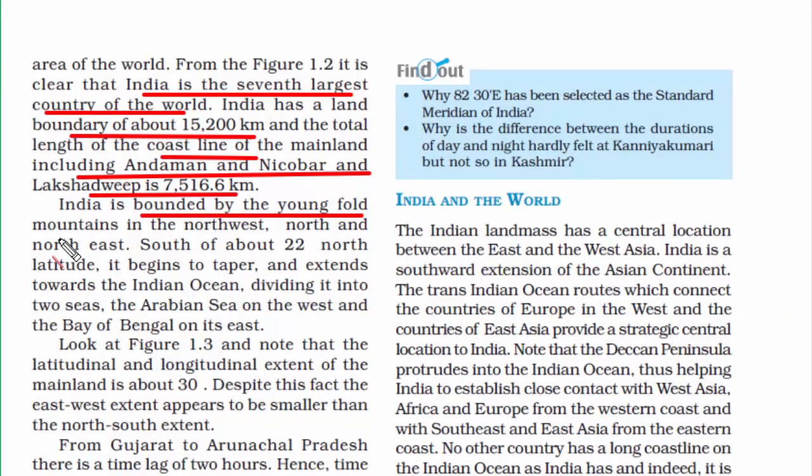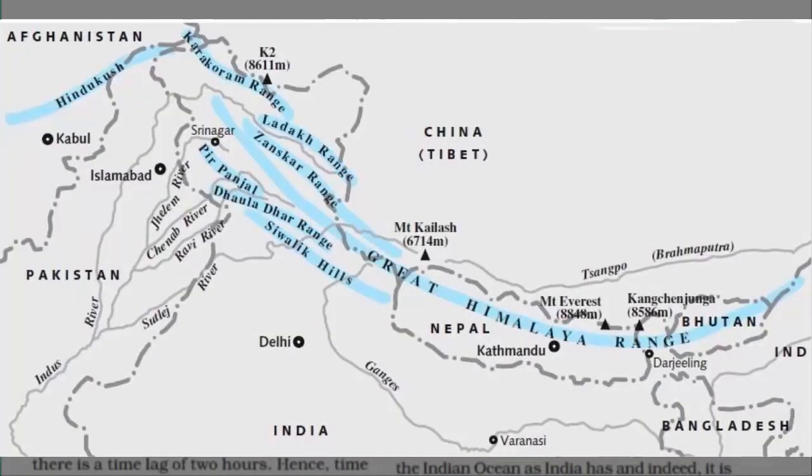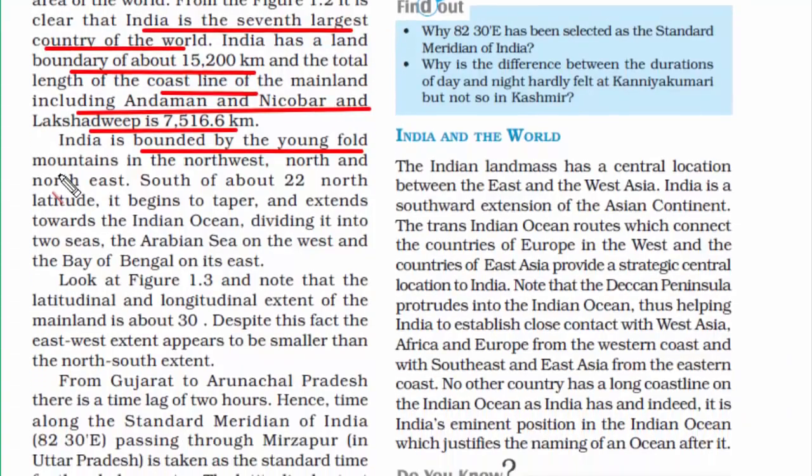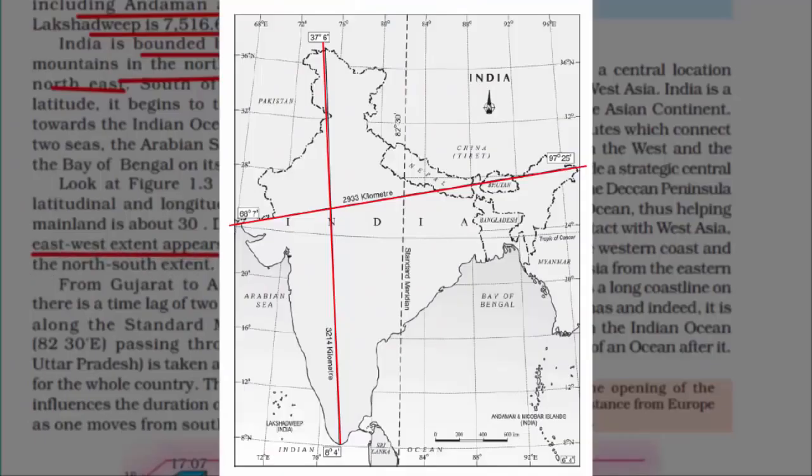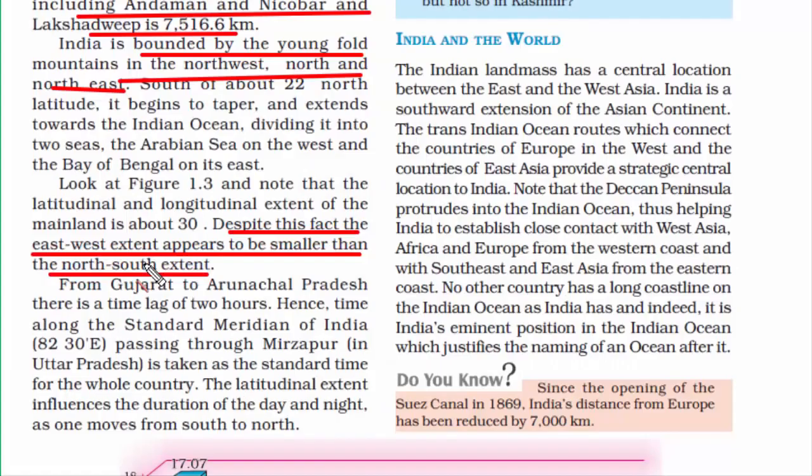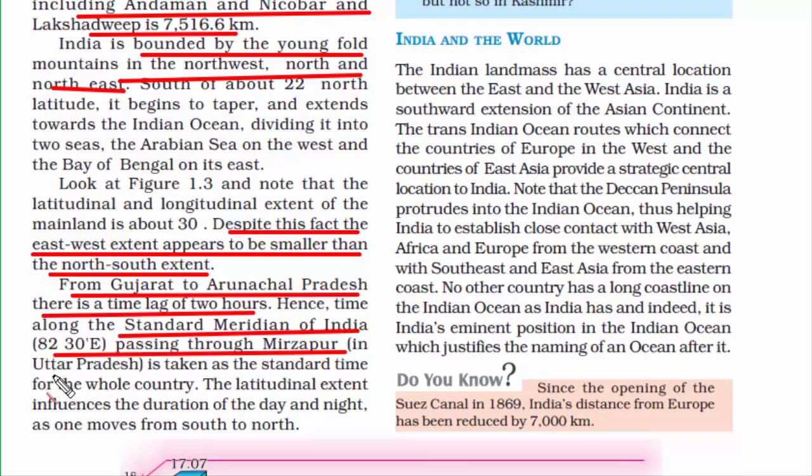I'll just show to you the extension of Himalayas. So it starts from north and all the way to northeast, to the eastern side near Arunachal Pradesh. Always remember, east to west extent appears to be smaller than north to south extent. And the difference is just about 300 kilometers, not more than that. And from Gujarat to Arunachal Pradesh, there is a time lag of 2 hours. Since we cannot afford to have two different timings, therefore we adopted Standard Meridian of India, which is also called IST, Indian Standard Time. And this is measured with the help of a longitude which passes through Mirzapur in Uttar Pradesh.